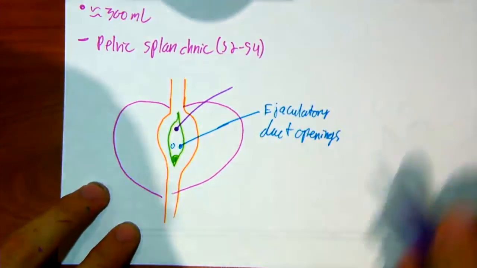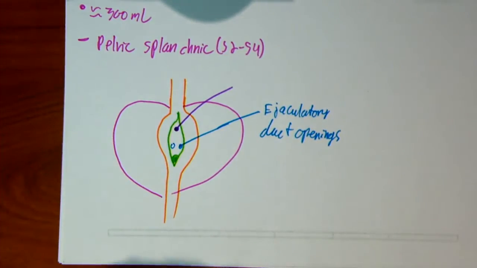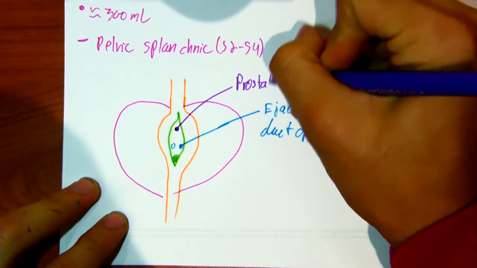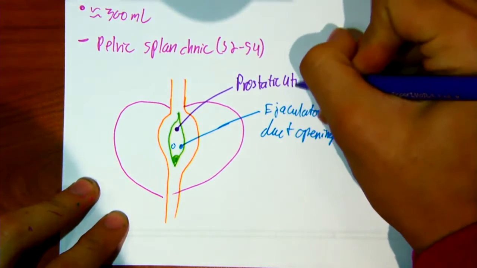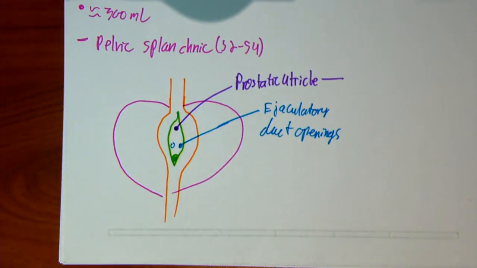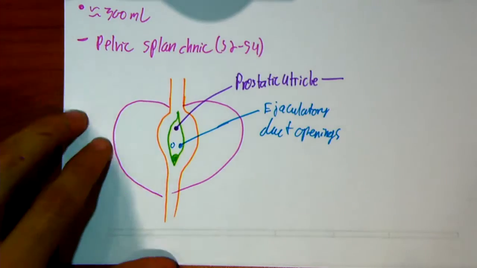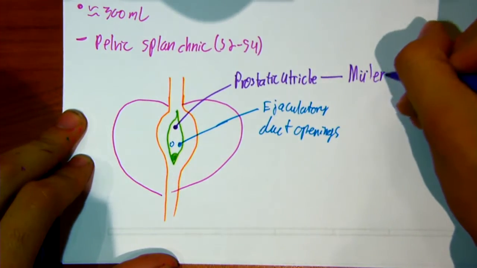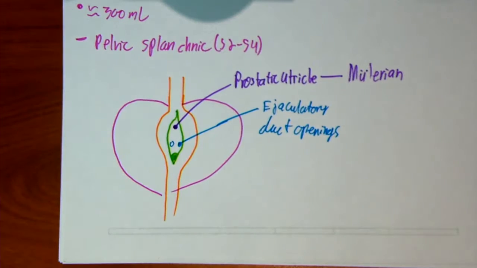Up here in purple, what's that called? It's considered a blind opening. Yeah, good, the prostatic utricle. It's blind because it's not a real opening. It doesn't open into anything. Prostatic utricle is actually a remnant of Mullerian duct, which is why it's blind. It serves no purpose in the male reproductive system.